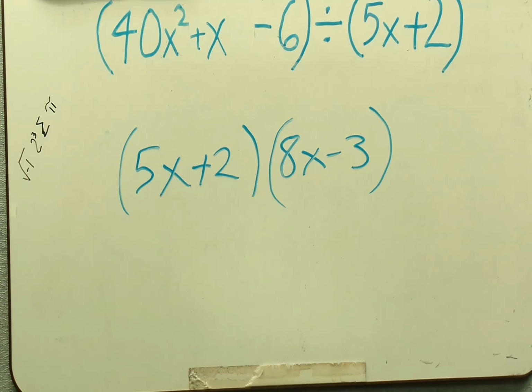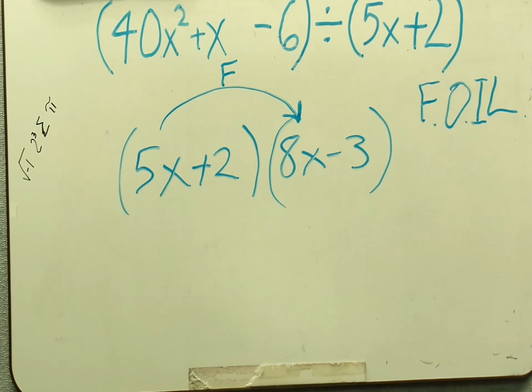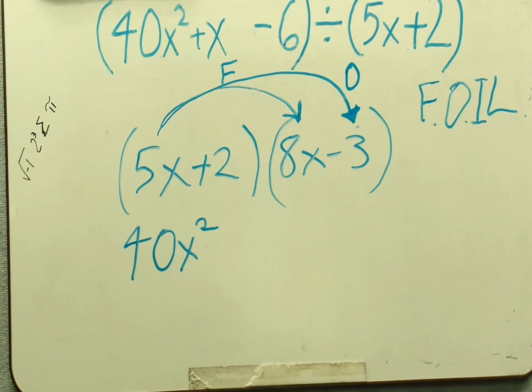Now let's check our answer. We're going to multiply the 5x plus 2 by the 8x minus 3, and we're going to use the FOIL method. So the F stands for first. We take the 5x multiplied by the 8x, and that is the F in FOIL, first. We get a 40x squared. The second one is an O, and that stands for outside. So take the 5x and multiply it by the minus 3, or negative 3.